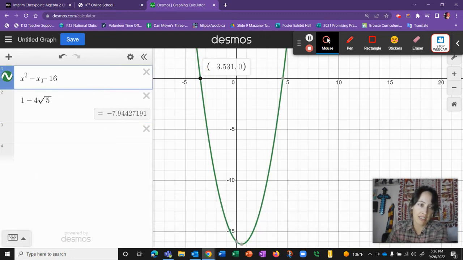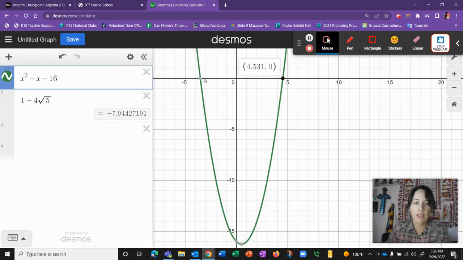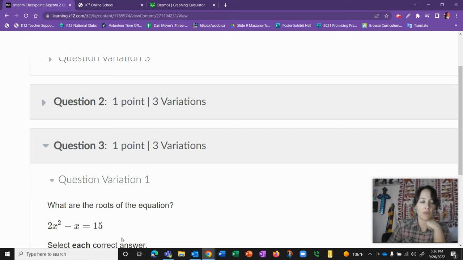This is not the correct answer to this quadratic equation, but it's just showing you a different way to use this tool to check both graphically and algebraically if the answer you got was correct, or if some of the answer choices are correct. Okay? All right, so you're going to try to find the roots of this equation.